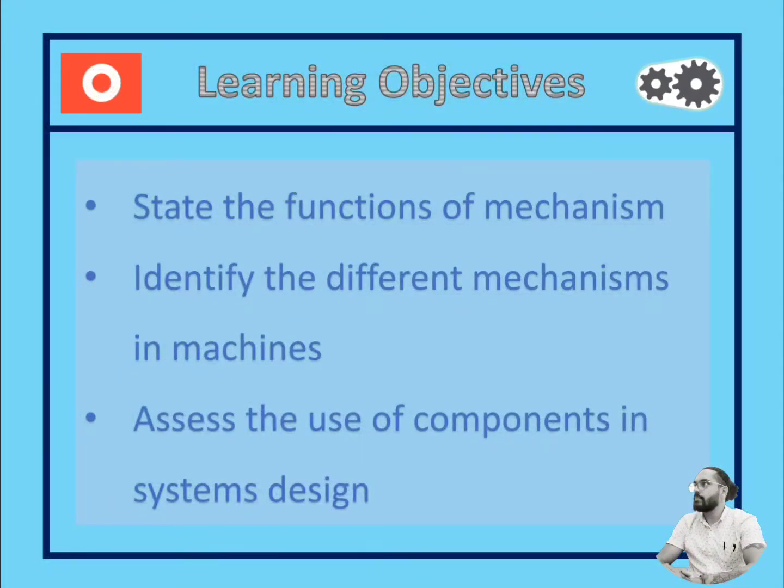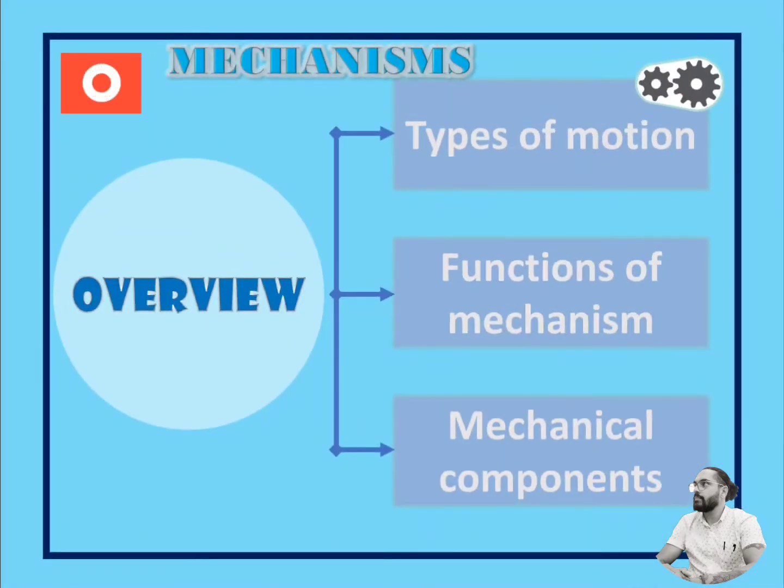The learning objectives are as follows. After watching this video, you should be able to state the functions of mechanisms, identify the different mechanisms in machines, and assess the use of components in systems design. The chapter can be summarized as such: types of motion, functions of mechanism, and mechanical components. We are going to go through each of these.